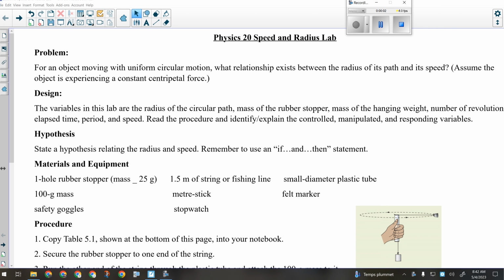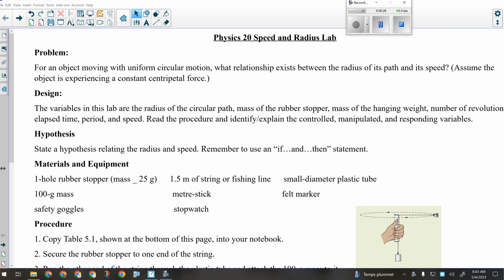Okay, so the lab we're doing today, guys, is pretty straightforward. At least the lab report part. The collecting of data part is going to test your hand-eye coordination. So pick the person in your group with the greatest hand-eye coordination to be the whirler, the person who is going to whirl the rubber stopper around and around.